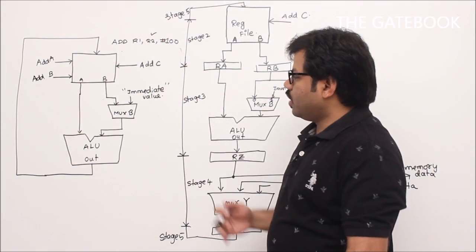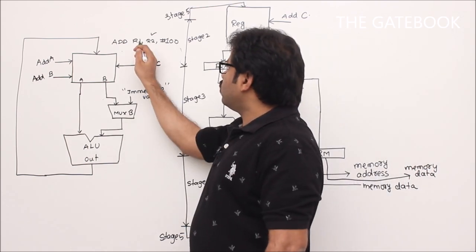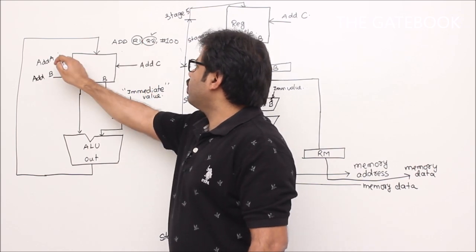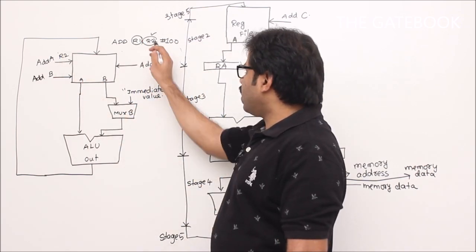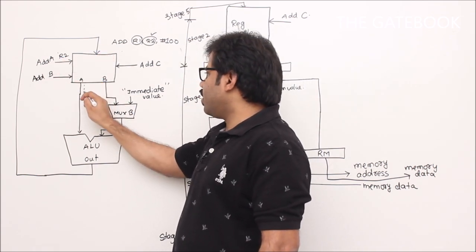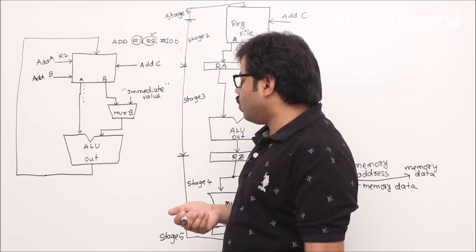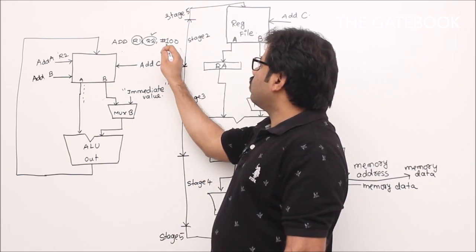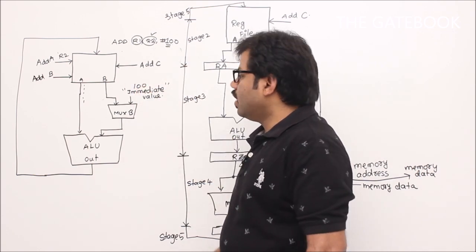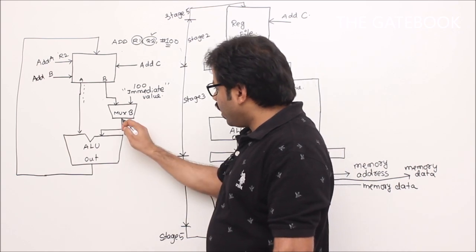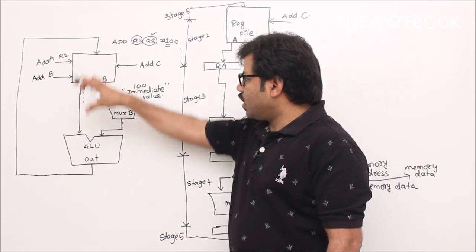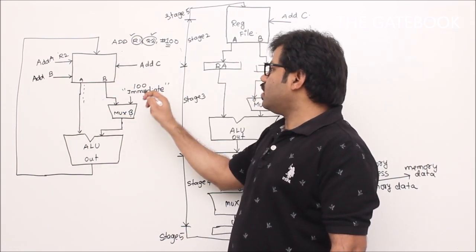So you give R2 here. Whenever I specify the address of R2 here, then the data of A will come from here. Such a way we have to design the circuit. Second thing, somehow you give 100 here, immediate value. Then what is going to happen? 100 will flow like this. Sir, but why a multiplexer? I will tell you. This circuit is going to support this kind of instruction and this kind of instruction.